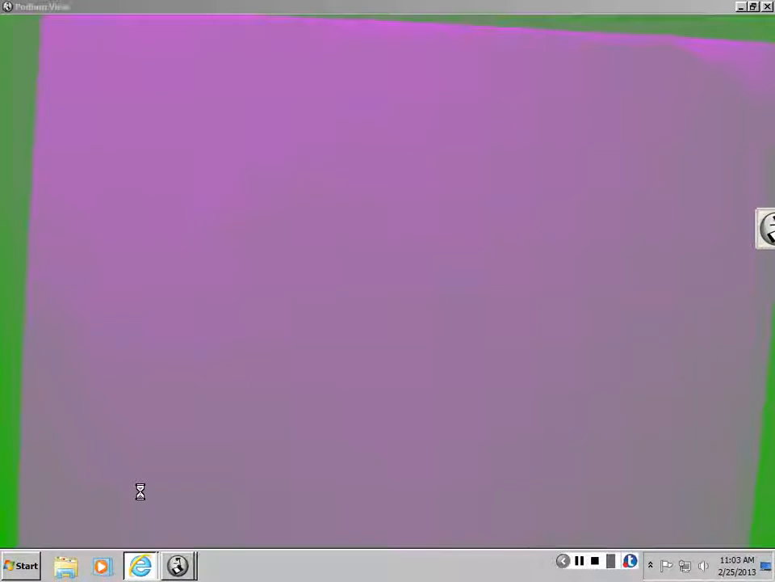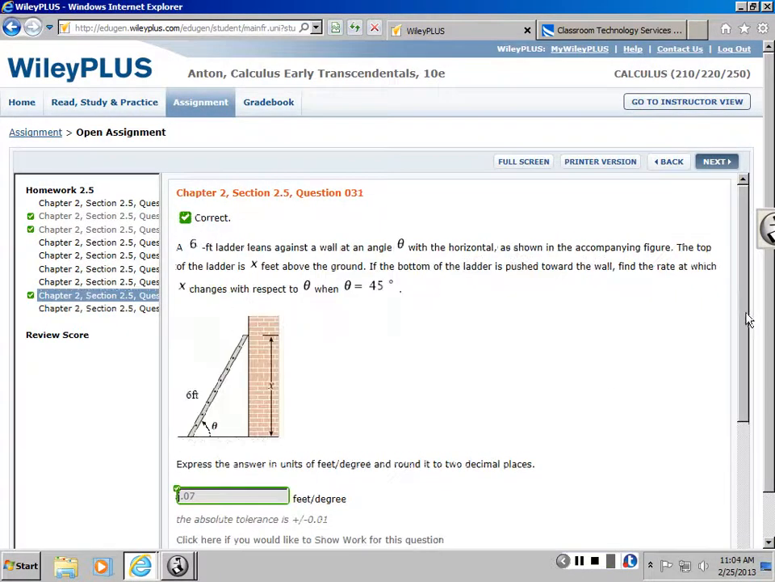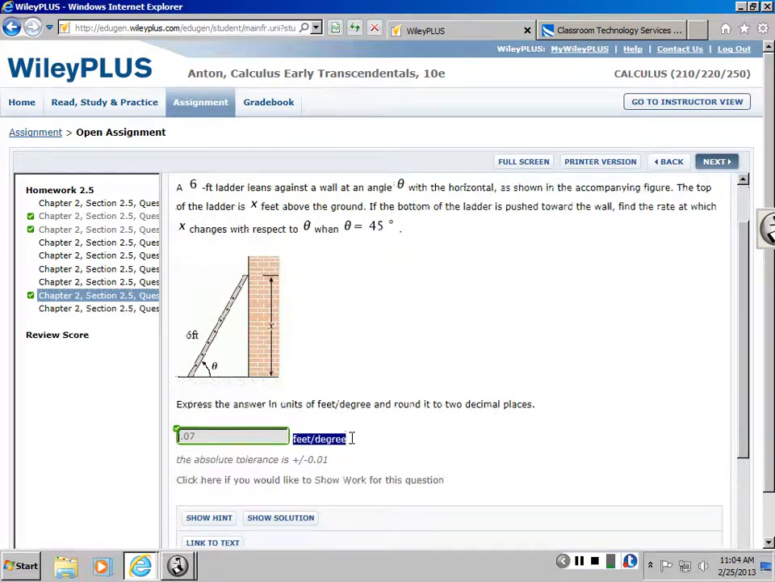Okay, question on the last two in 2.5, is that correct? So we talked a little about these last week. And the key here is to convert, they want your answer in feet per degree.